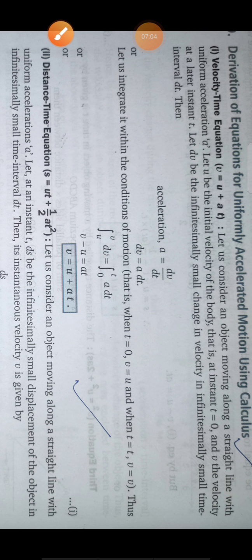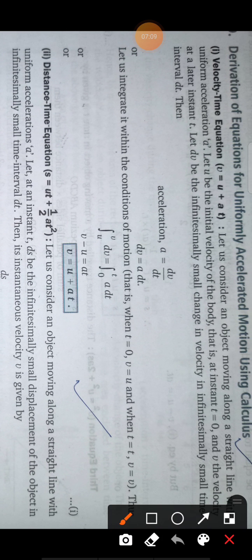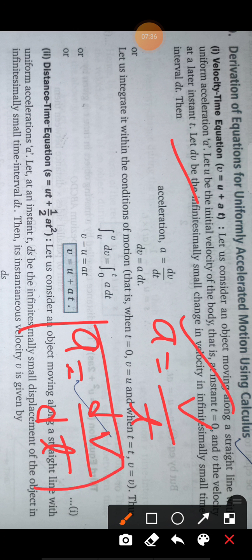Now we'll derive the first equation. So suppose a body is moving in a straight line. We know that acceleration is what? Acceleration is equal to dv by dt, change in velocity by time. Correct? Now if velocity and time are small quantities, then you can write acceleration equals dv, small velocity, by small time. So this is the equation of acceleration.